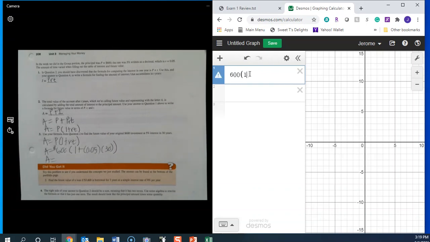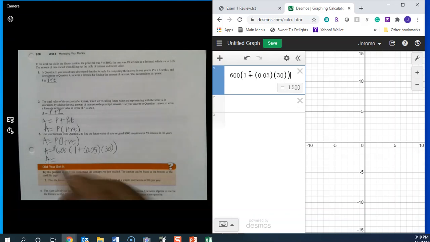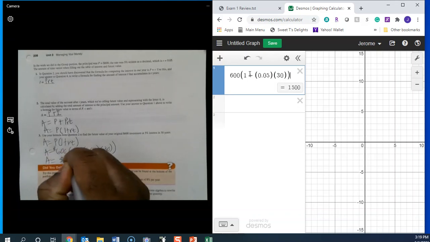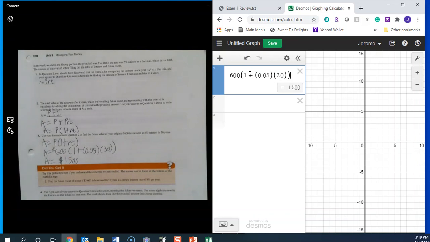Then we will have 1 plus 0.05, close that parenthesis, open up the parenthesis for 30 years, close that parenthesis and close it again. So your future value is $1,500. Any questions?